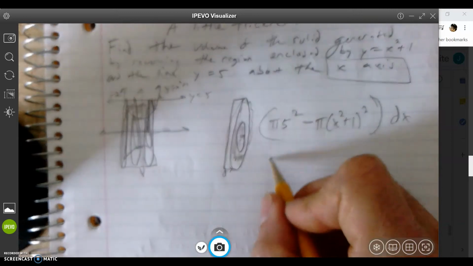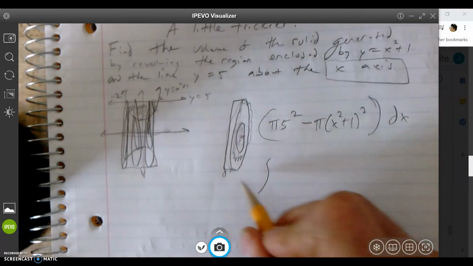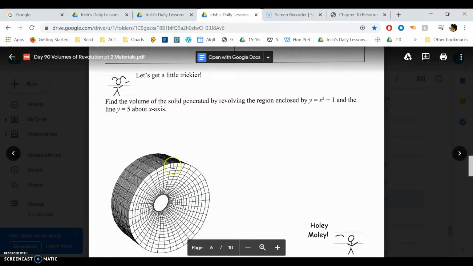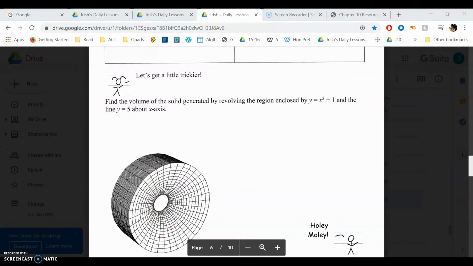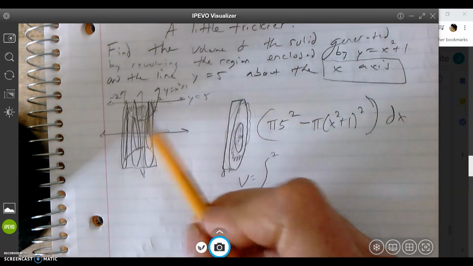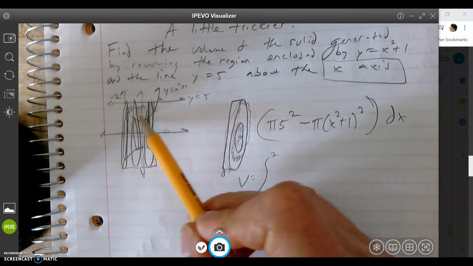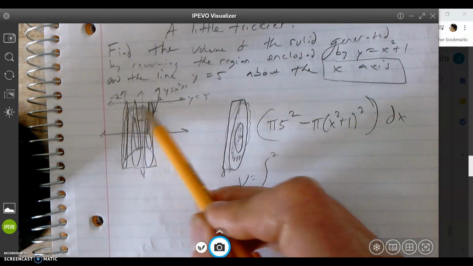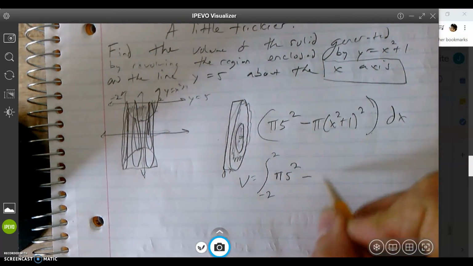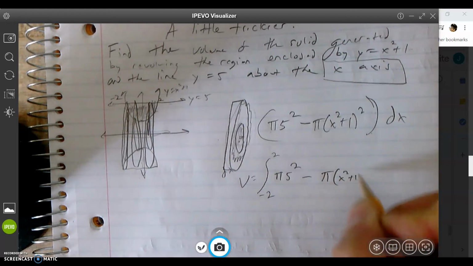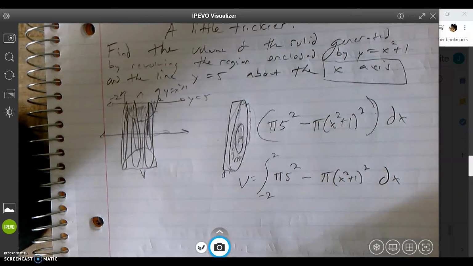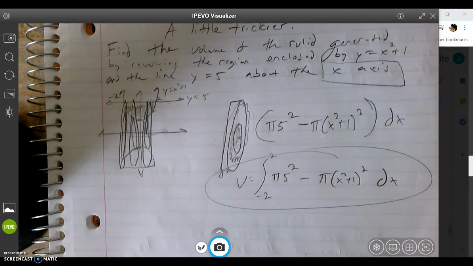So now let's write our integral. So the volume of this fun shape looks like this right here. Here's a better picture of it. The volume of this right here is the integral between -2 and 2 of all of these slices, all of these donuts, infinite amount between -2 and 2, of the big circles minus the small circles, because that's the hole, dx. Cool? There you go. Nice job.